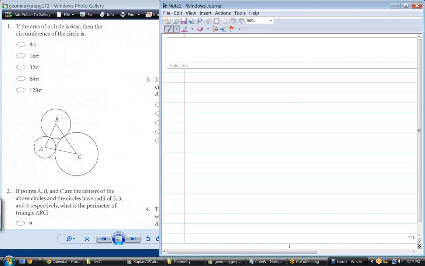The two most important equations for circles are: area equals what? Pi r squared. And circumference equals what? 2 pi r. Remember, it's the same three symbols, but bring the 2 down in front. 2 pi r.